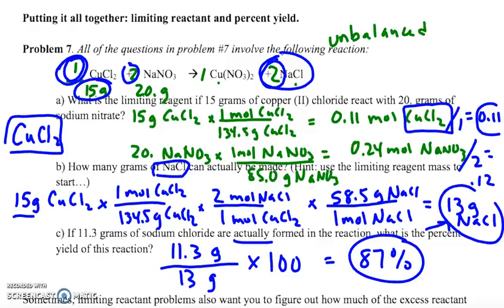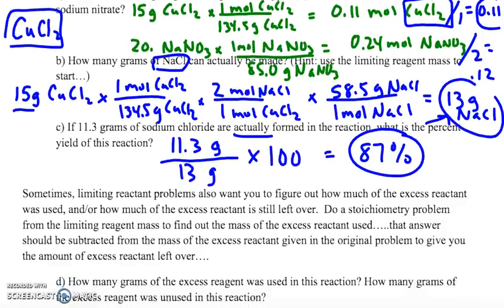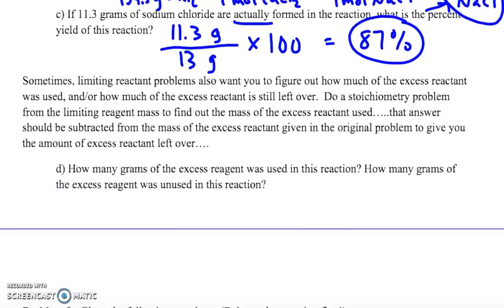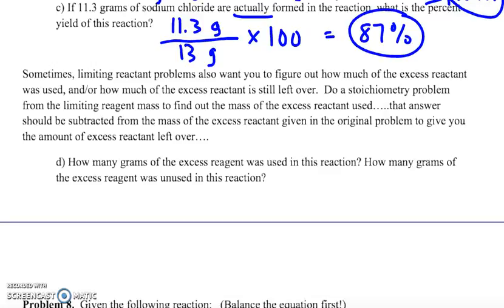Now, if we want to take it up even yet another notch, sometimes limiting reactant problems will want you to figure out how much of the excess reactant was used and or how much of the excess reactant was still left over. To do this, you're going to do a stoichiometry problem from the limiting reagent mass. In this problem, that was the 15 grams of CuCl2, to find out the mass of the excess reactant used. In this case, the excess reactant was the sodium nitrate. So that's what we're trying to find, X grams of sodium nitrate, which will tell us how much sodium nitrate was actually used.